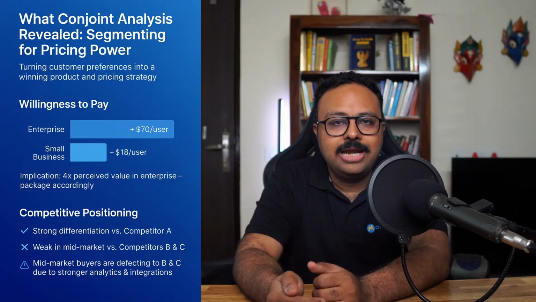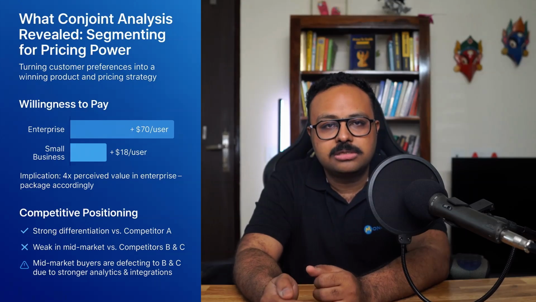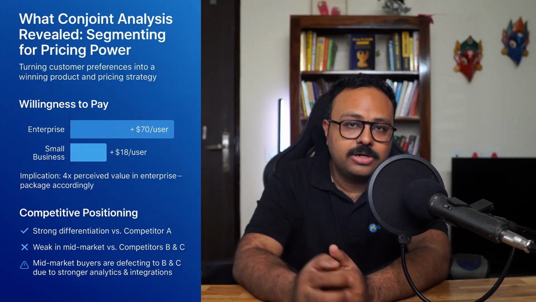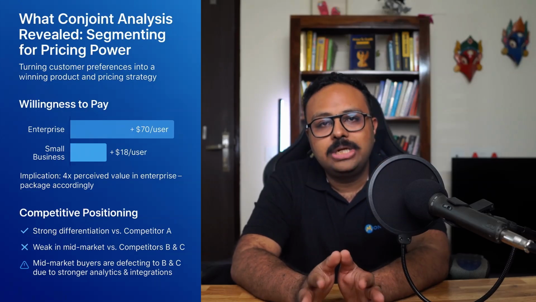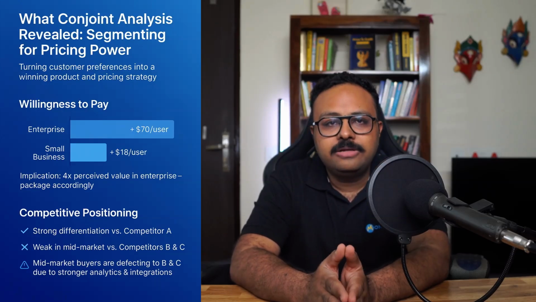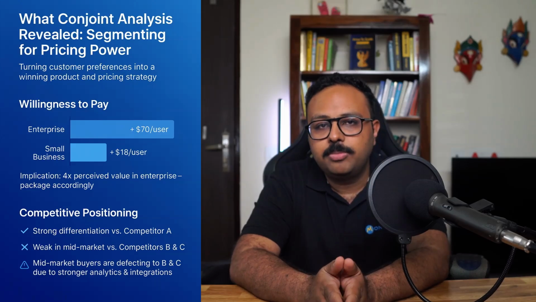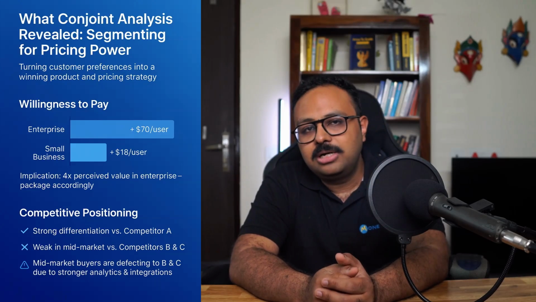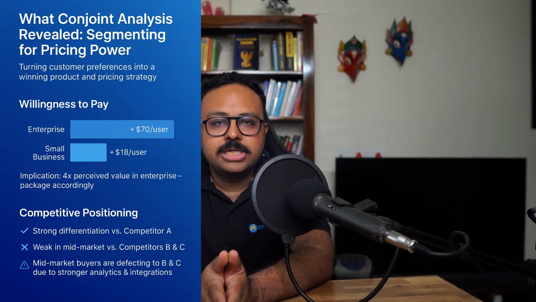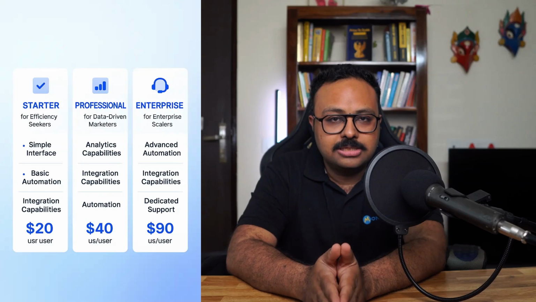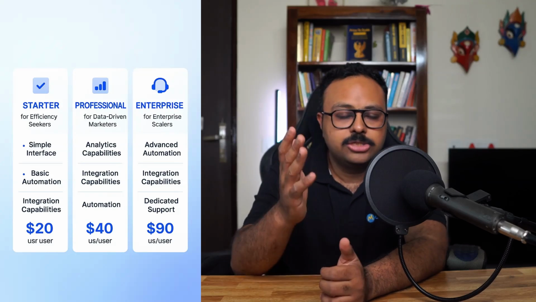The monetary value analysis showed that enterprise customers would pay up to $70 more per user for advanced automation capabilities, while small businesses valued this at only $18 more. Competitive simulation revealed their current product was strongly positioned against competitor A, but vulnerable to competitors B and C, particularly in the mid-market segment. Strategic implementation: based on these insights, the company developed a 3-tier product and pricing strategy, as you can see on the screen now.